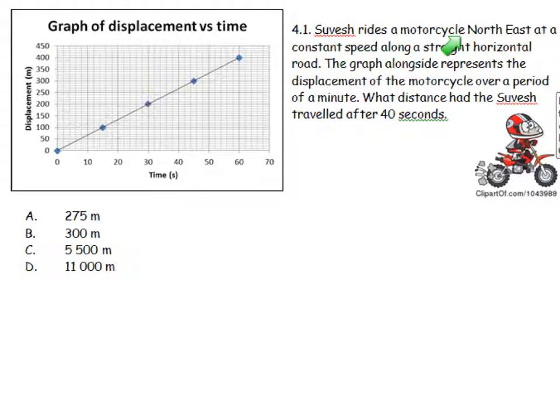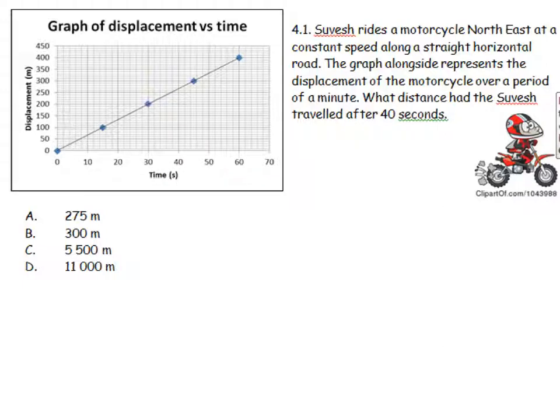Suvesh rides a motorcycle northeast at a constant speed along a straight horizontal road. The graph alongside represents the displacement of the motorcycle over a period of 1 minute. What distance has Suvesh travelled after 40 seconds?